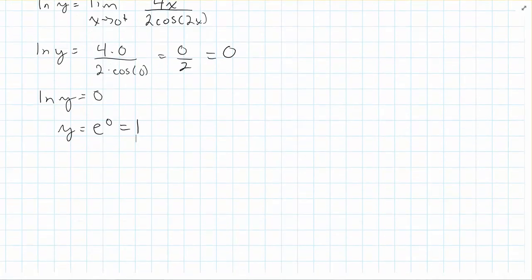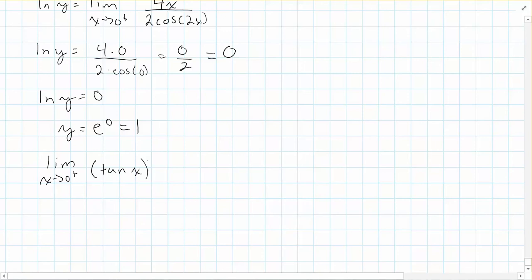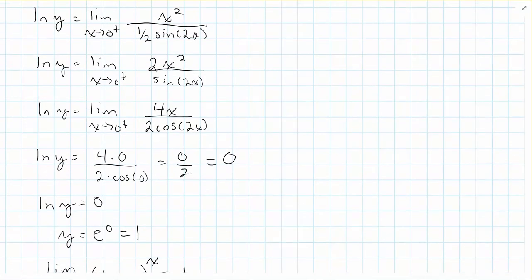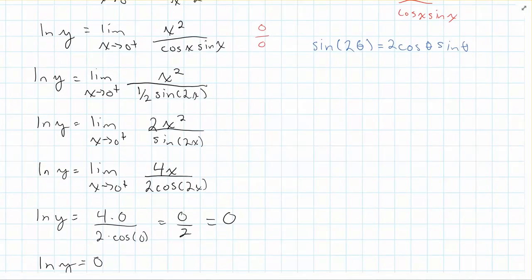So after all of that work, we get that the limit as x approaches 0 from the right of the tangent function to the x power is equal to 1. Now let me back up here, because a lot of you probably say, well, I'm not going to remember that trig identity. So what? You can still do the problem.